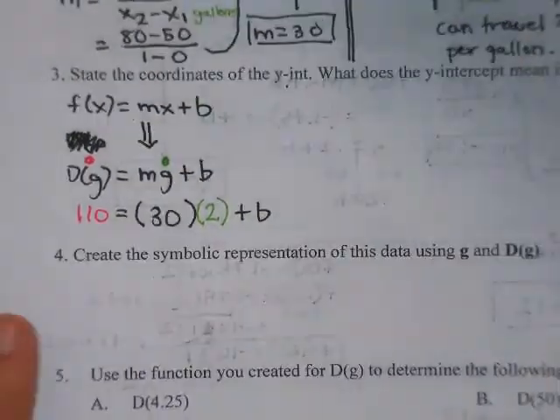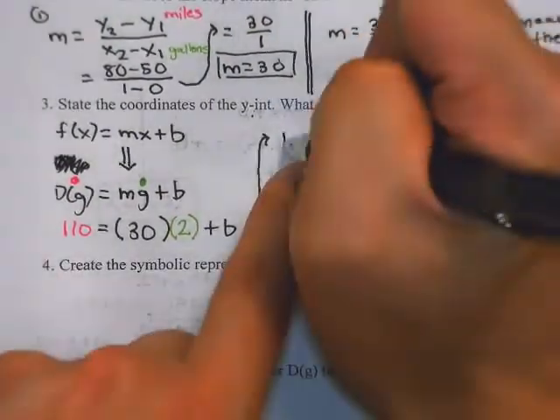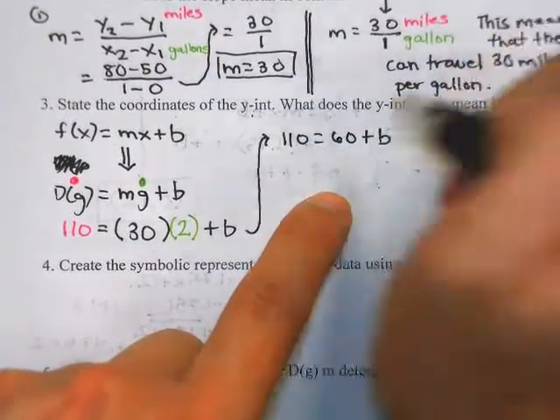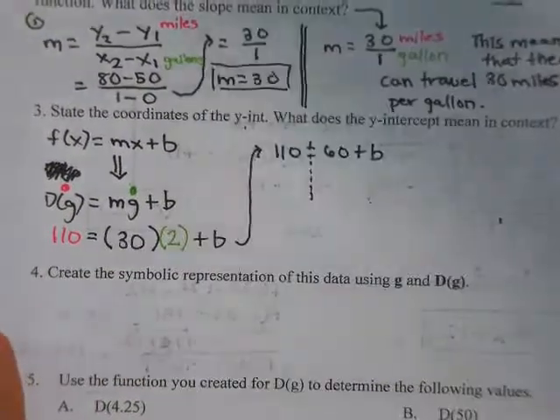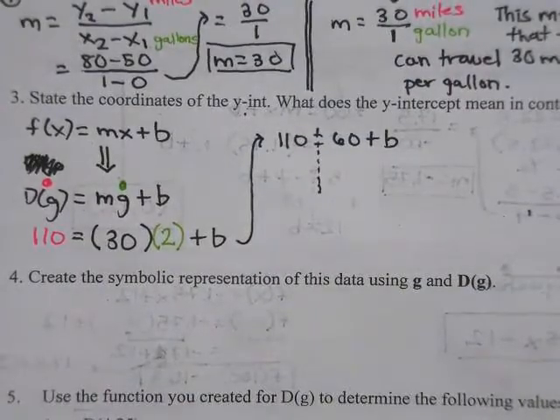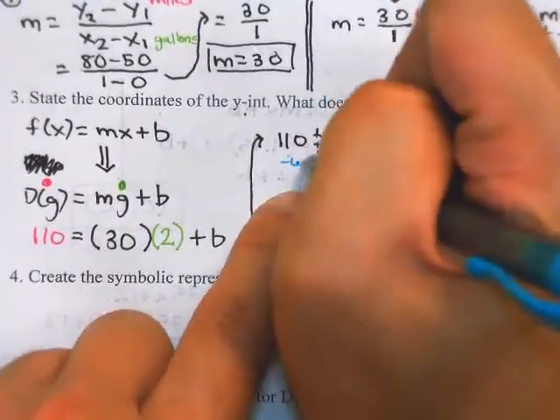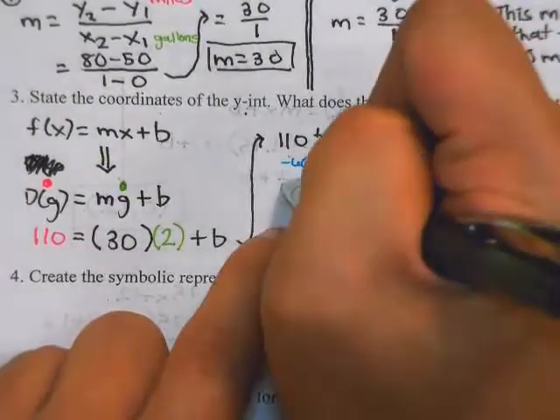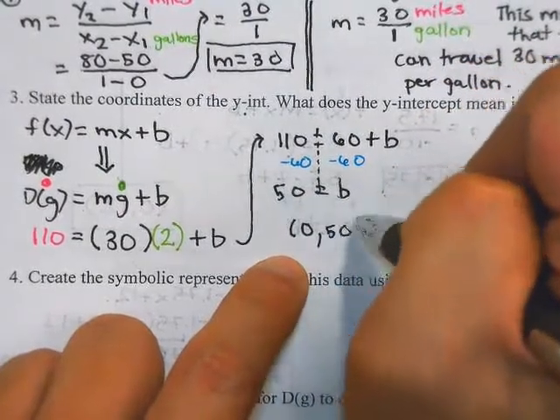All right, let's go solve for b. 110 is equal to 60, I believe, plus b. Last step, please. Minus 60 on both sides, thank you. b is equal to 50. And let's write that in coordinate form: (0, 50).